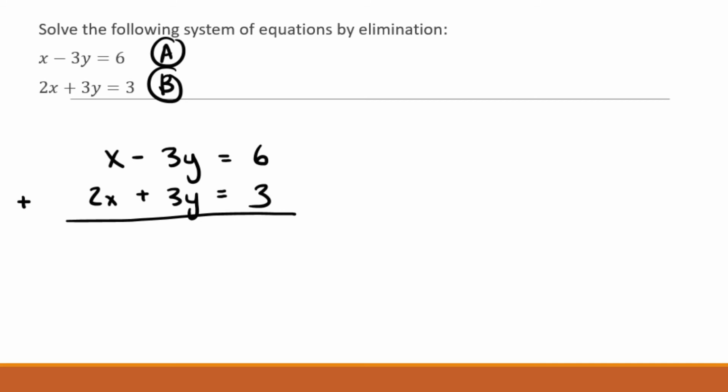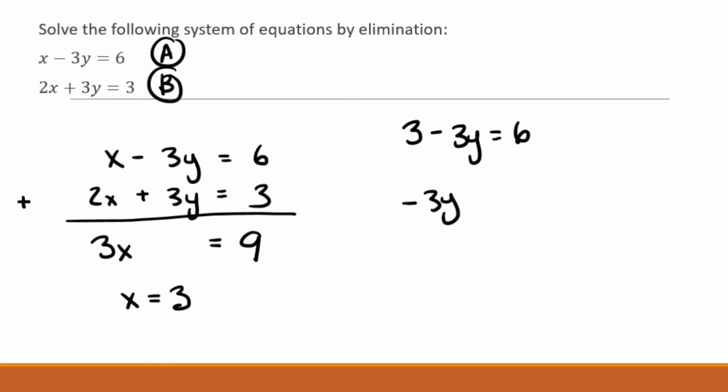x plus 2x equals 3x. Now, negative 3y plus 3y equals 0. So I've eliminated the y from this equation. And 6 plus 3 equals 9. So I can solve for x. x equals 3. Now, I'm going to take that value I just found and put it into either equation A or B. It doesn't matter. Both of them should work. So I'm going to use equation A. Replace x with 3: 3 minus 3y equals 6. I'm going to move the 3 to the other side, leaving me with negative 3y equals 3, and I divide both sides by negative 3 to get y equals negative 1.